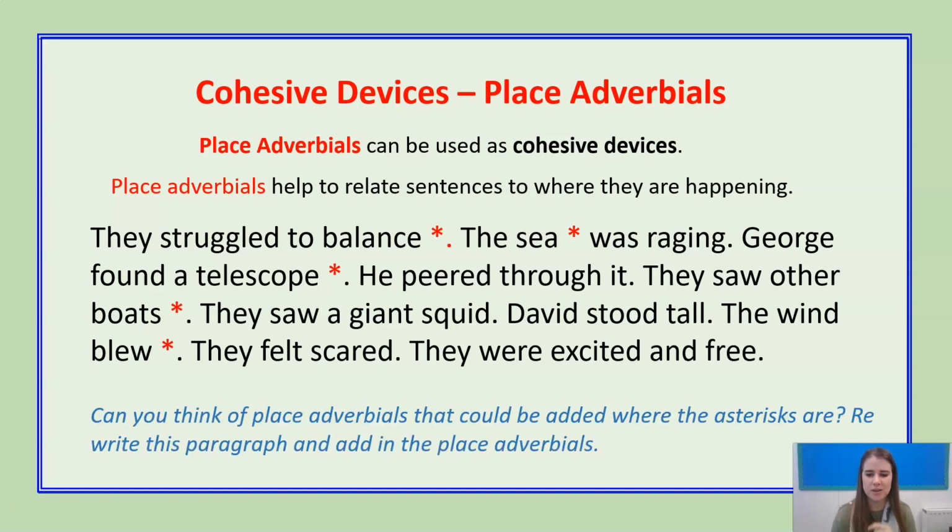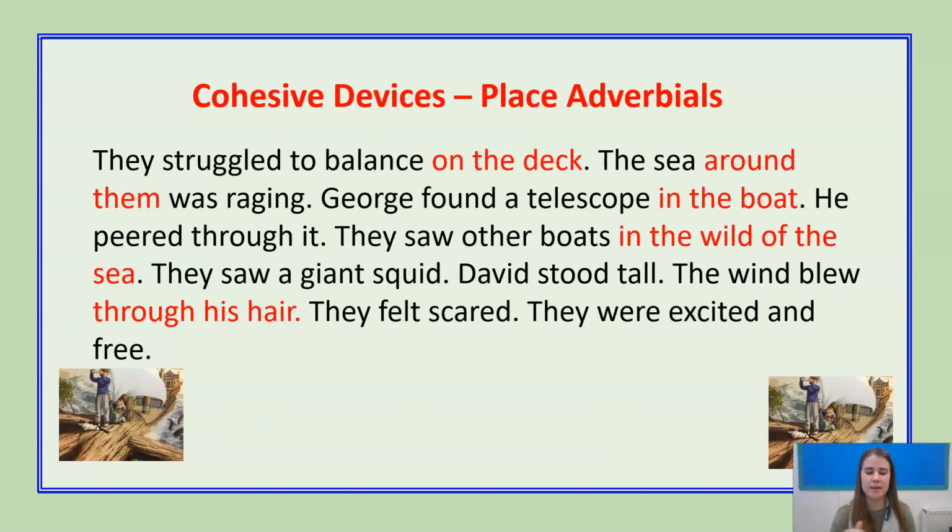Now what I need to do is add some additional place adverbials. So going back to the paragraph that you have just written with your pronouns, with a different colour or with a little arrow, do you think you can now go back and add in any place adverbials where I have got the starred asterisk? So you need to have 5 place adverbials that you're going to add to the paragraph that you've just written. So pause the video and have a go. Okay, let's see if you came up with some better ones than I did.